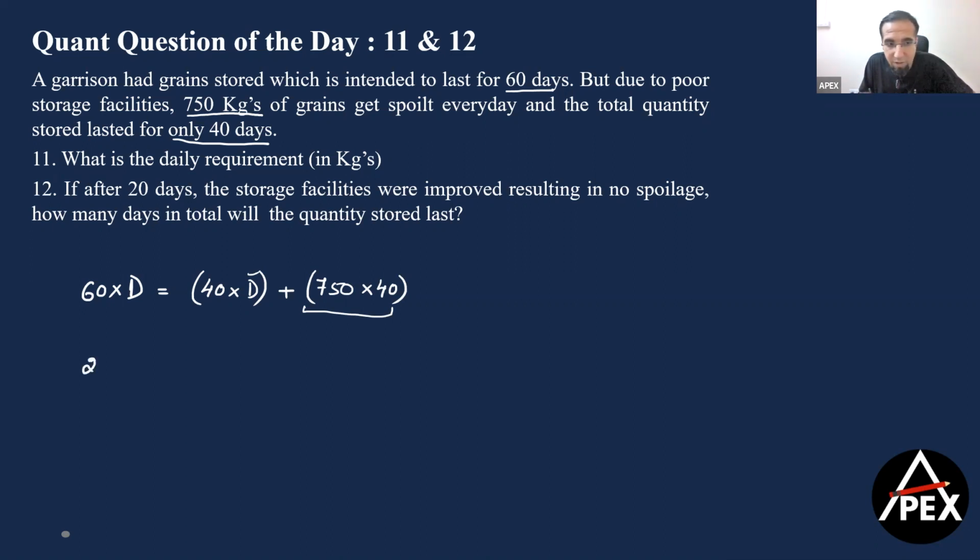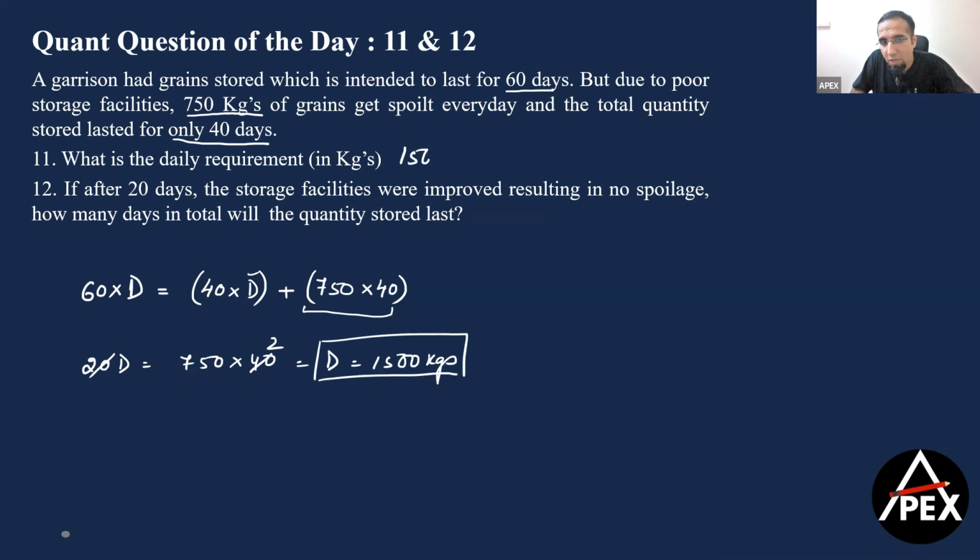Now, if you transpose the values, you get 20d is equal to 750 into 40, which means the daily requirement is equal to 1500 kgs. Now, this is the first question. It's a very simple question. If you just understand how to make equations, this is a very simple question to give you the answer.